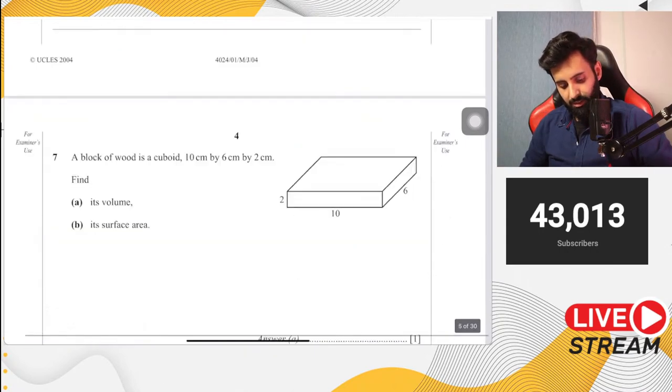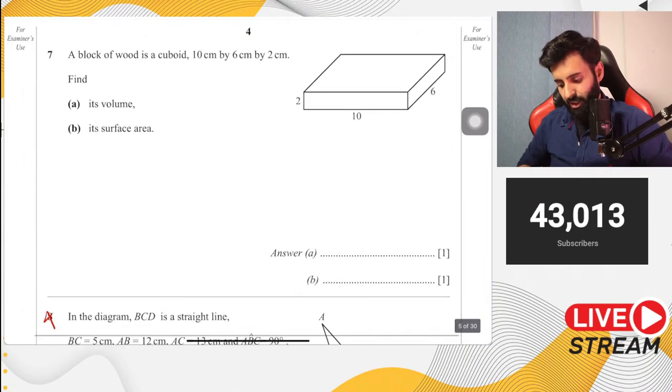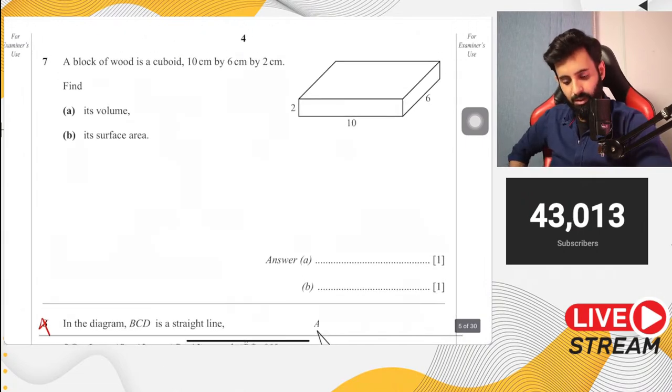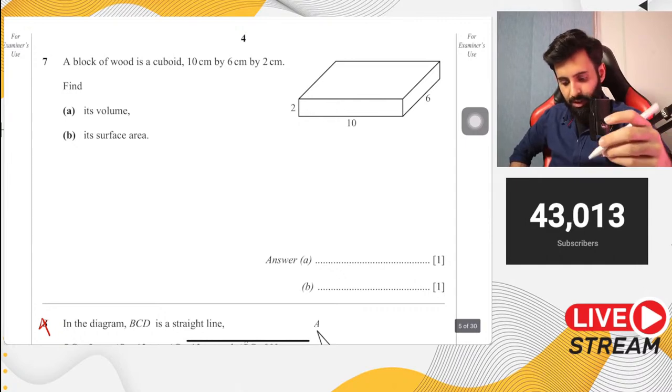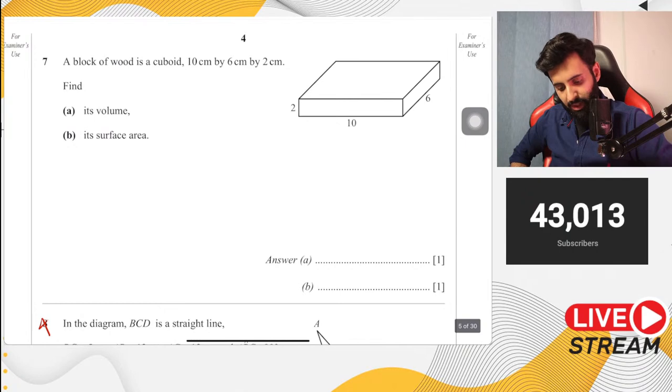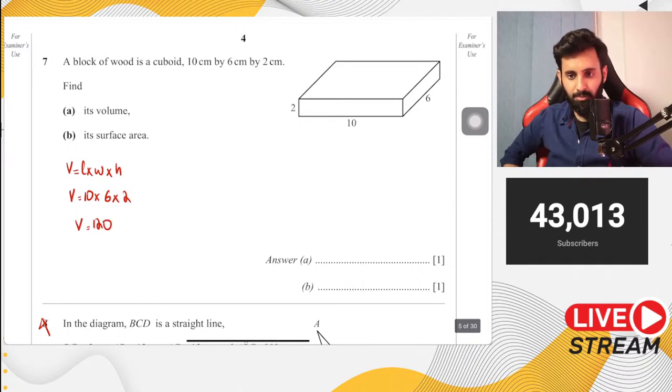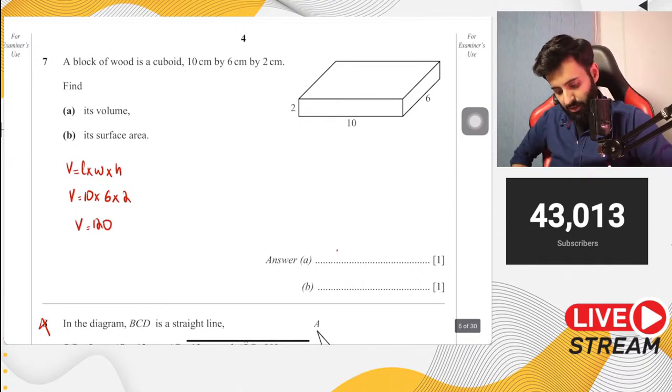Okay, next question. Now this one's fairly easy. Again, you get marks for remembering the formula. It says a block of wood is a cuboid 10 centimeter by 6 centimeter by 2 centimeter. We have to find out its volume. Remember how to calculate the volume of a cuboid. It's length into width into height. So that's equal to 10 into 6 into 2, which is 120. So the answer to the first part is 120.